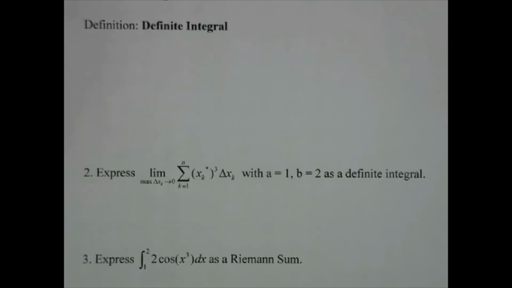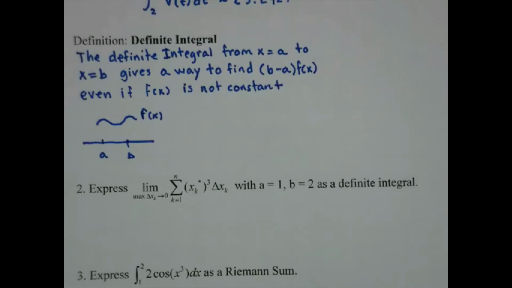Okay, I'm going to write two definitions for the definite integral, and then we're going to talk about them. The first definition, the definite integral from x equals a to x equals b, gives a way to find the product b minus a times f of x, even if f of x isn't constant.